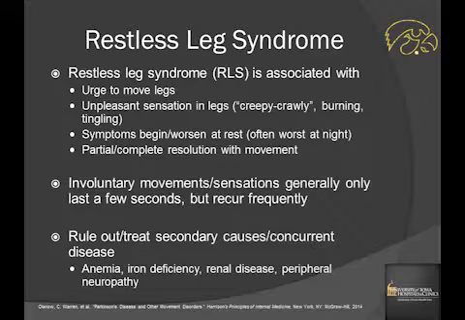The symptoms usually begin at rest and are often worst at night when patients are laying in bed. And what these are is generally involuntary movements or sensations that, although they only last a few seconds, can recur frequently and be relatively unpleasant for patients and have a big impact on quality of life, particularly their ability to fall asleep. With restless leg syndrome, it is extremely important that we rule out other secondary causes or concurrent diseases. So anemia, iron deficiency, renal disease, and peripheral neuropathy can either contribute to or mimic restless leg syndrome.